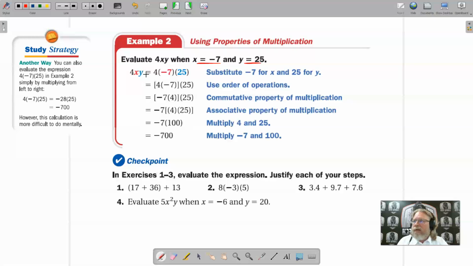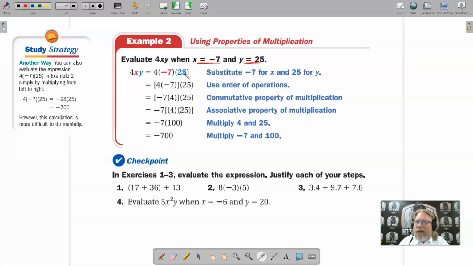here. So if we substitute in those values, we end up with 4 times -7, because that's what x is. And we have 25 here, because y equals 25. So we end up with 4 times -7 times 25.